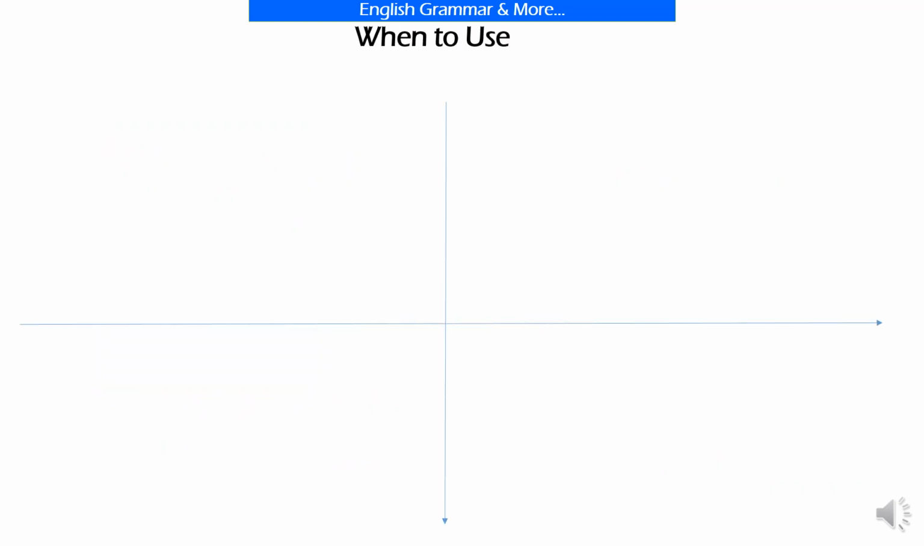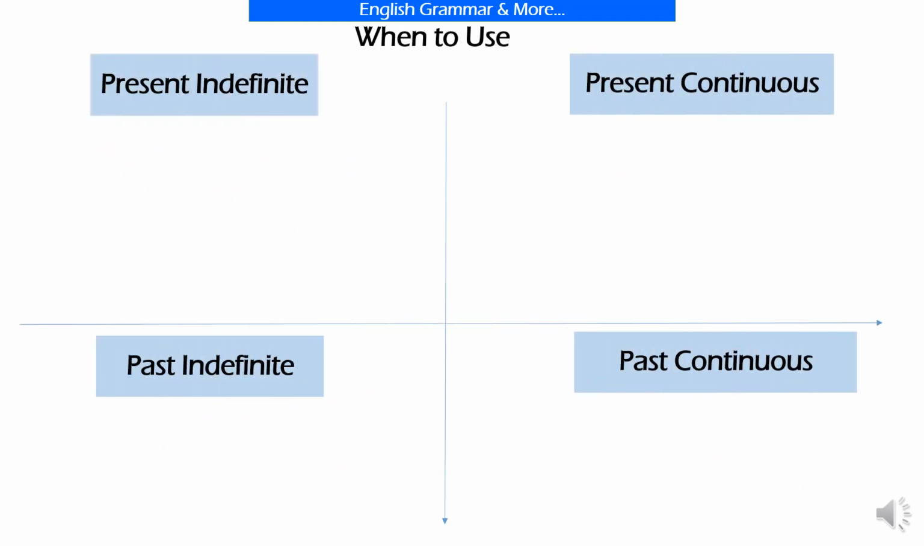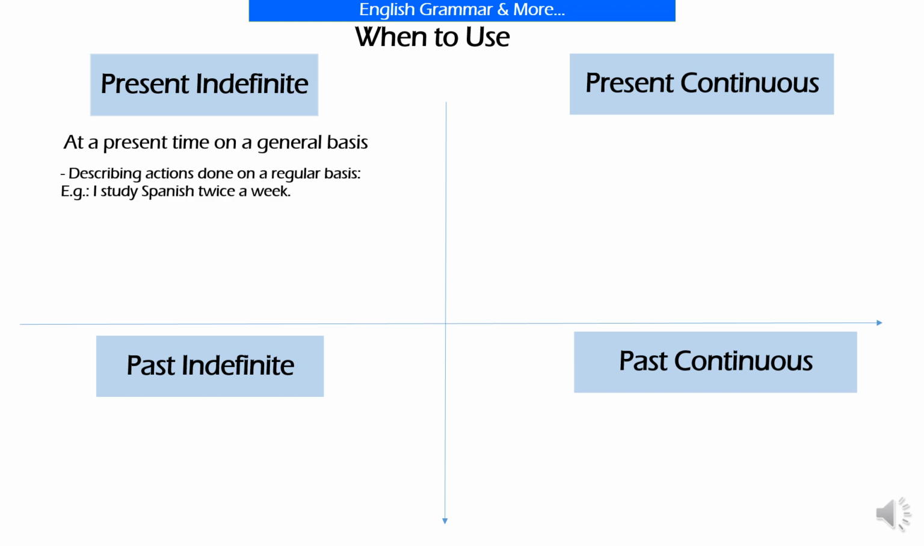Now, on this slide, let's learn when we can use each of these different tenses in our speech. We use the present indefinite tense form for an event or action that takes place at a present time, but more on a general basis. For instance, if we want to describe something that we do on a regular basis, then we use the present indefinite tense form. For example, I study Spanish twice a week.